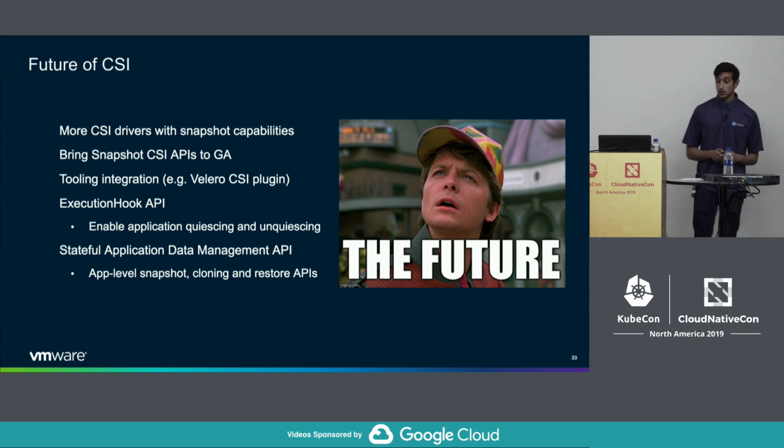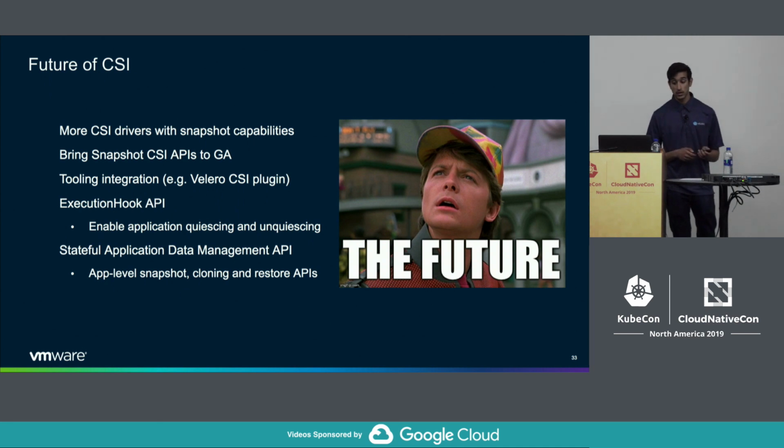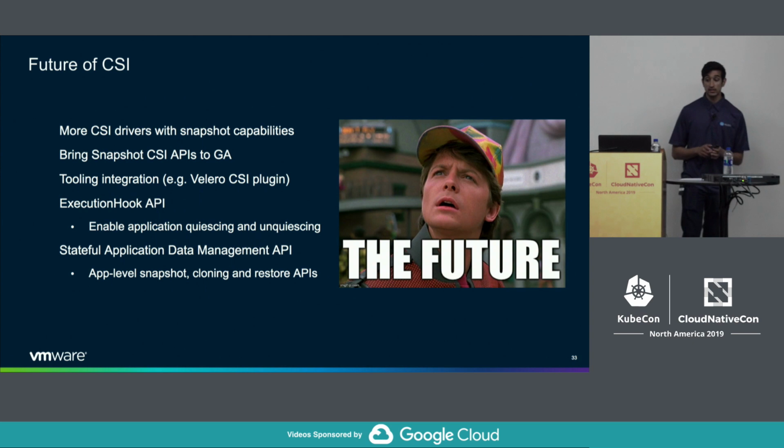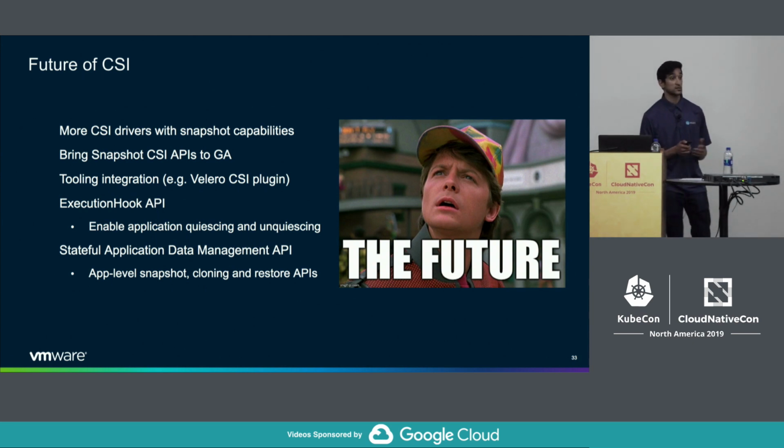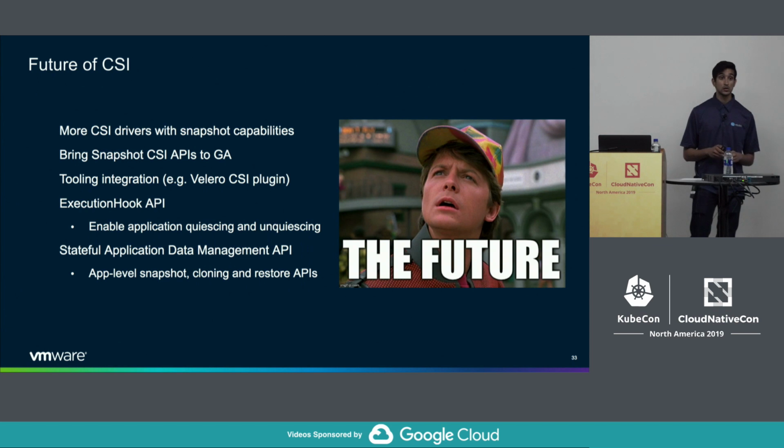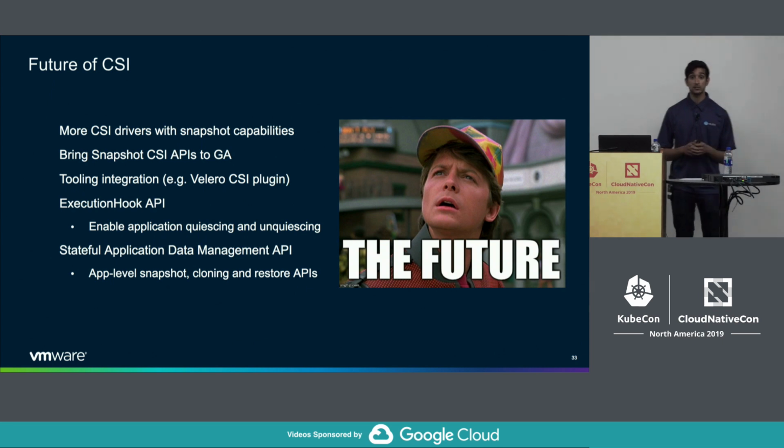Other things that are going on in the community around CSI and volume snapshotting, one is the execution hook KEP and API. And this is all about enabling application quiescing and unquiescing. So in order to take application-consistent snapshots, we need a way to run a command in containers in pods in order to quiesce and unquiesce state before taking a snapshot.